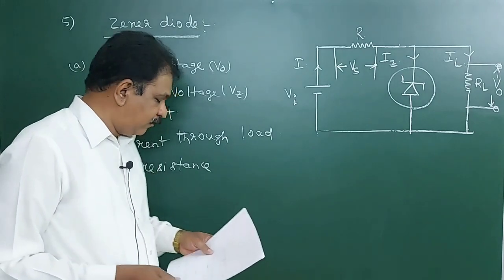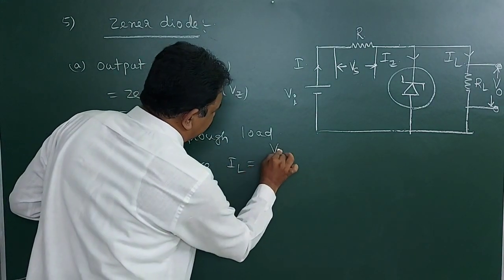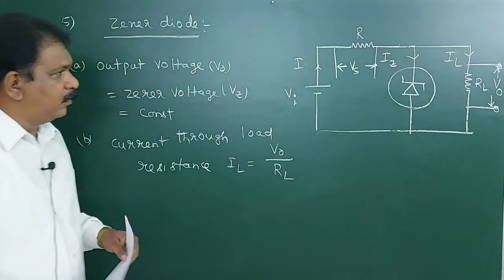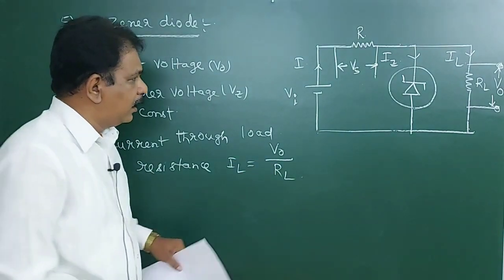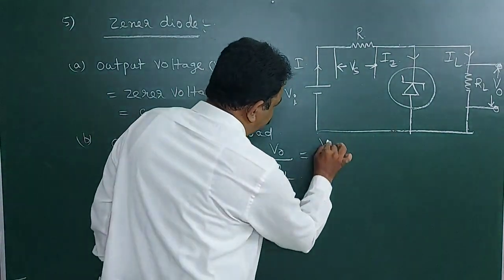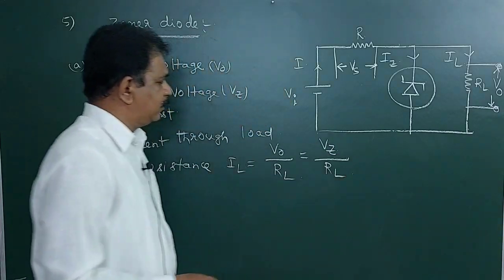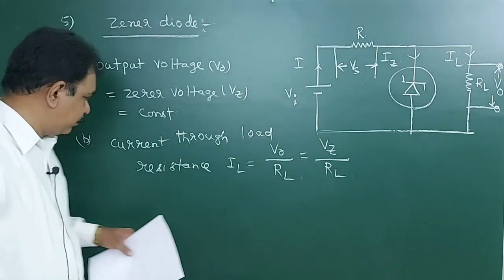What is the current flowing through the load resistance? IL is equal to I is equal to V by R, basic formula. From that, IL is equal to VO by RL. If we don't know VO, that value will be equal to VZ. So VZ by RL, we can use this one.